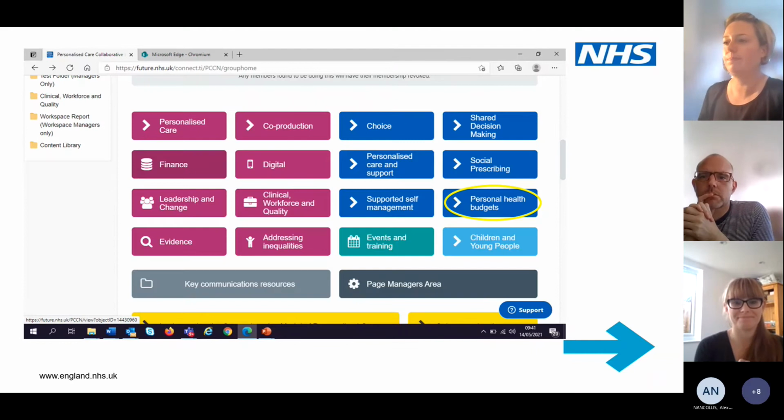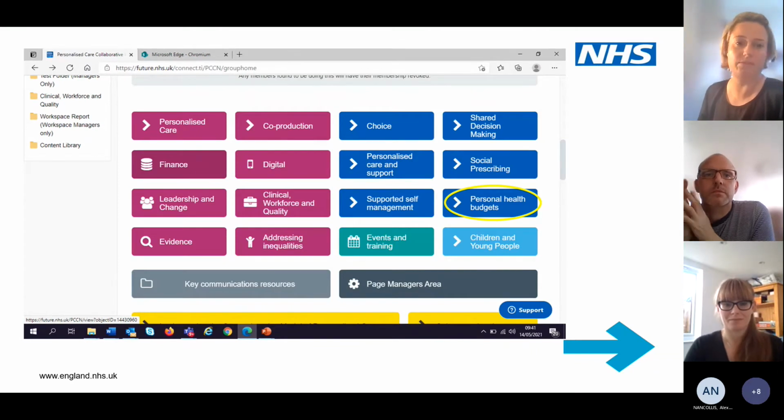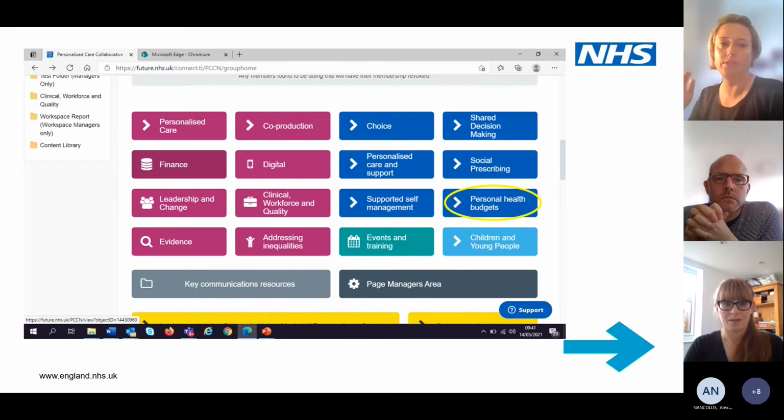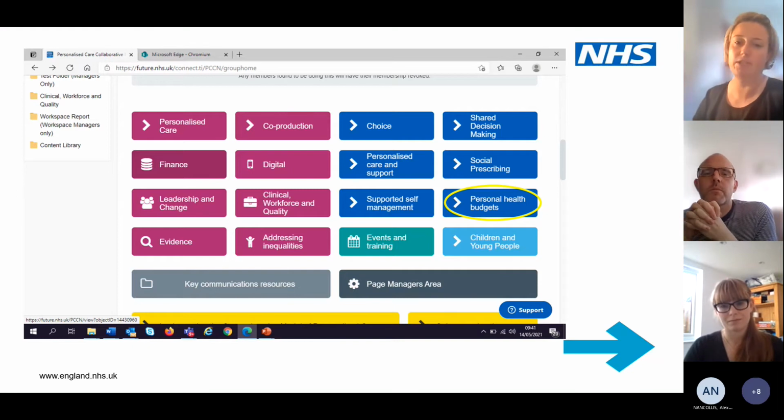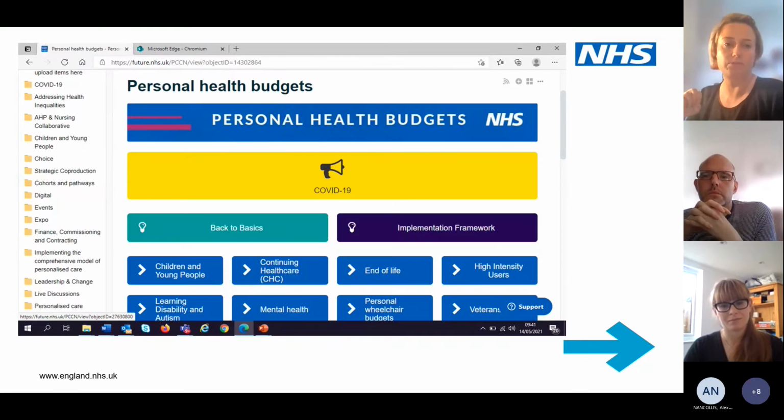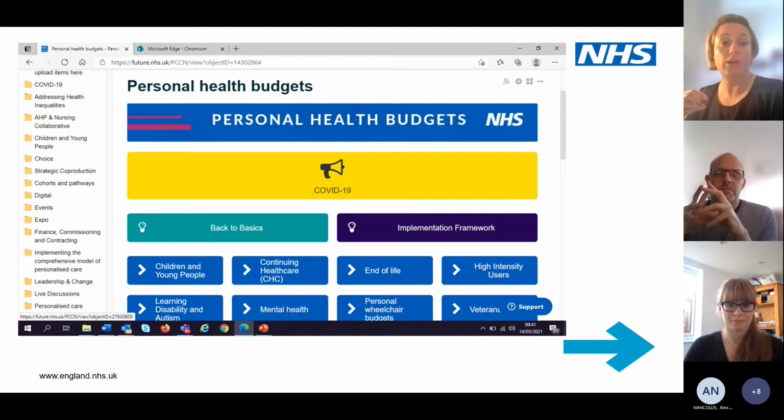The slide we're showing now is the menu bar for all the different areas that you can go and get further information and advice through the collaborative. And I've circled the personal health budgets button there. And then once you've clicked on that, you'll come to this page. And again, you get another set of buttons. And if you click on each of those, you can access further information. And we've tried to organise things in a consistent and coherent way.